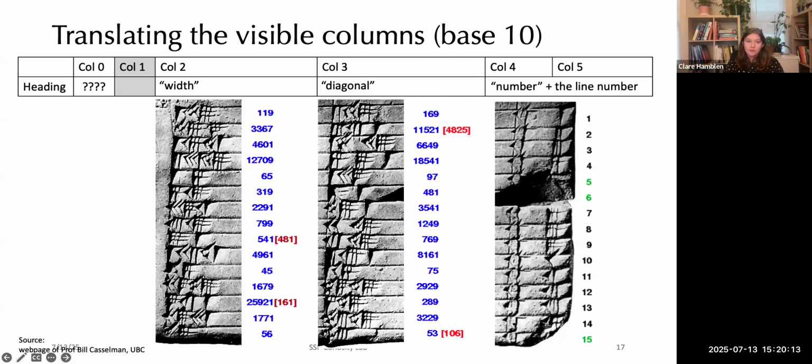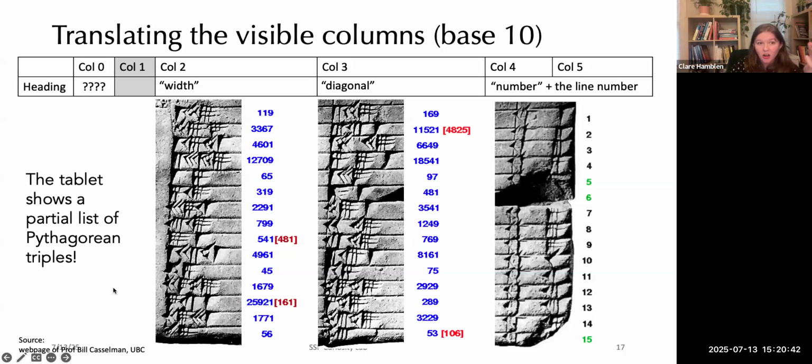And if you do that for the entire tablet, this slide now shows you the decimal, the base 10 values, okay? So far, what we've established is the headings. The headings are the words width and diagonal in columns 2 and 3. In columns 4 and 5, we've got the phrase line, and then a number. Columns 4 and 5 are just sort of a row number label. And then columns 2 and 3 show these values. We're not going to do much with column 1, so leave that aside. Believe it or not, these are a partial list of Pythagorean triples. Remember, this tablet dates back to 1800 BC, so 1300 years before Pythagoras lived and had even learned math yet.